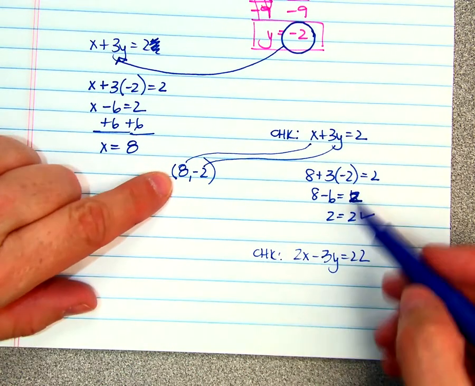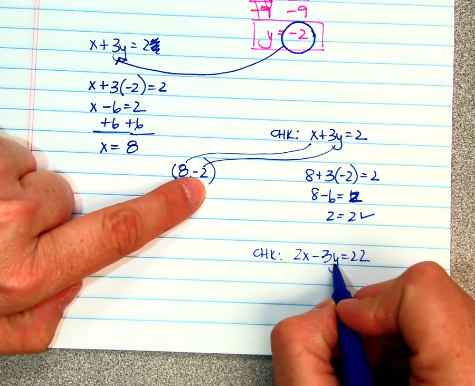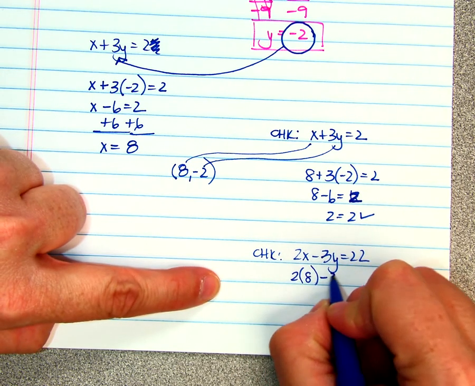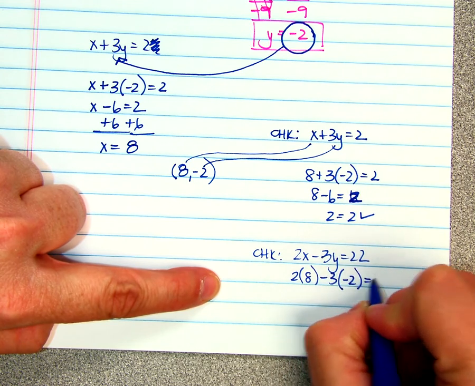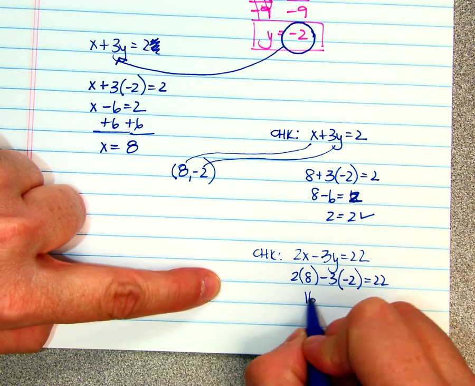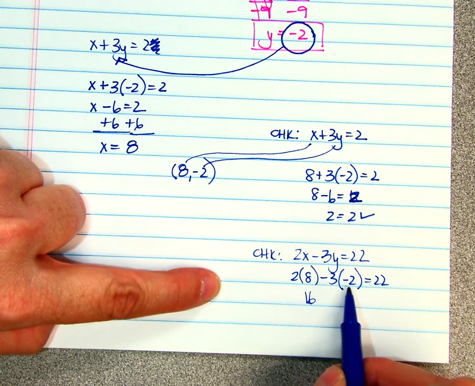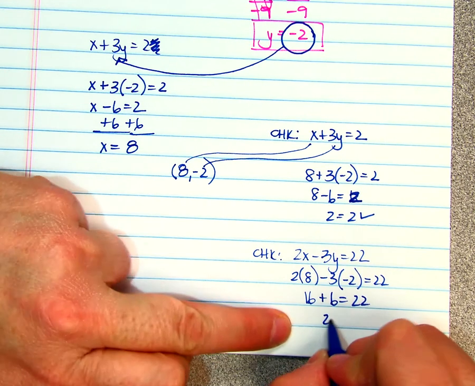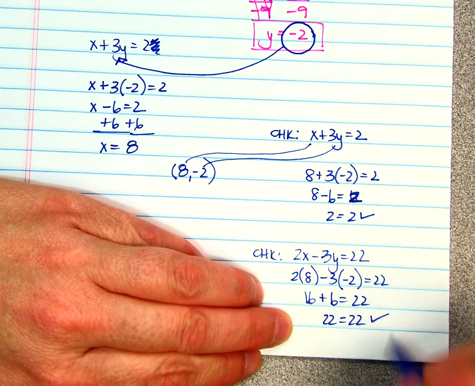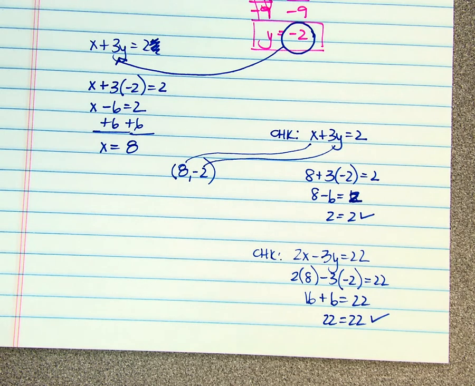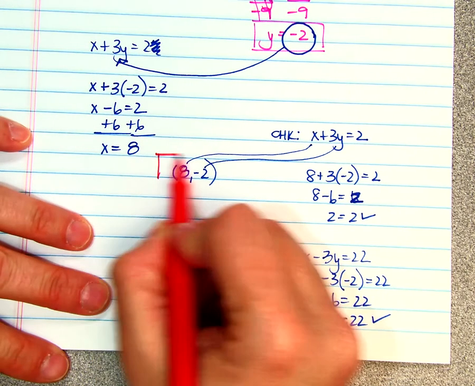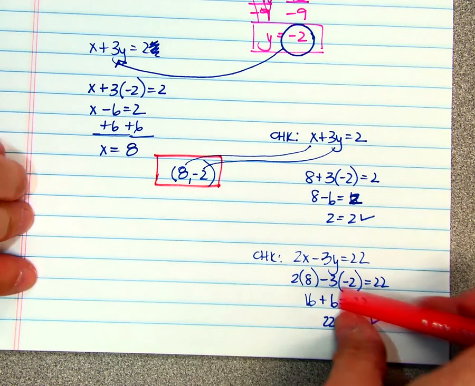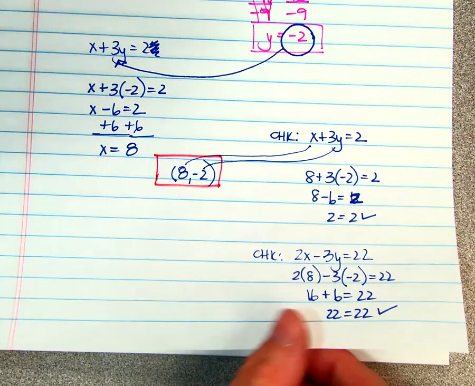And I'm going to, again, take the 8 and put it in for x, and the y, and plug the negative 2 in. So 2 times 8 minus 3 times my y of negative 2. There's 16. Negative 3 times a negative 2 is a positive 6. And I end up with 22 equal to 22. So it also checks in that one. So I know that my answer to this system is 8 and negative 2. Okay? Yes, there is a lot of work on these.